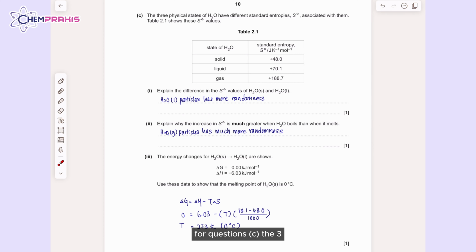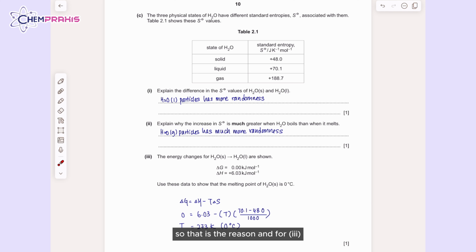For question C, the three physical states of H2O have different standard entropies associated with them. Table 2.1 shows these entropy values. Explain the difference in the entropy value of ice and water. So for water, the particles have more randomness, so that's why they have higher entropy. Explain why the increase in entropy is much greater when water boils than when it melts. Because gaseous water vapor has much more randomness. So that is the reason.